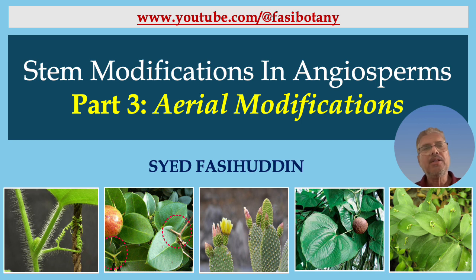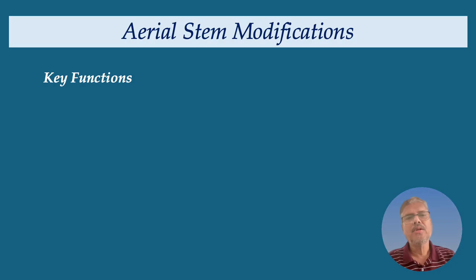This will be the third and the last part of discussions on the stem modifications, which deals with the aerial modifications of the stem. Aerial stem modifications are the specialized adaptations of the above ground stems, vegetative buds and floral buds of the plants. These modifications allow the plants to perform functions beyond their typical roles of support and conduction, enabling them to thrive in the diverse environment.